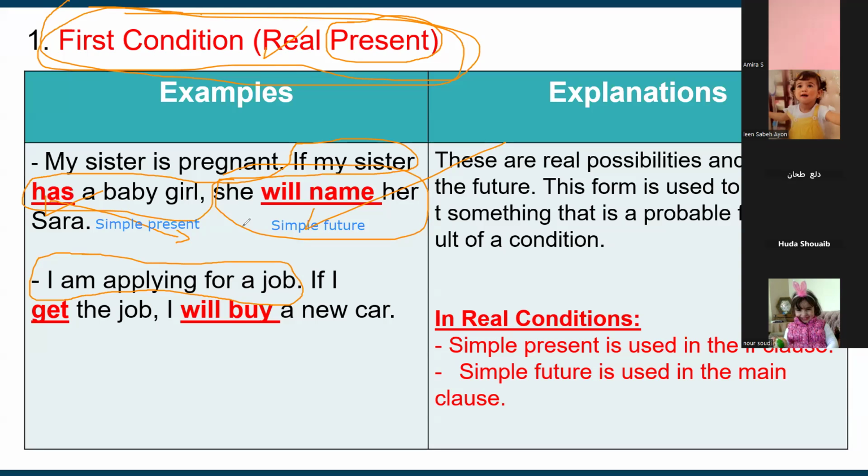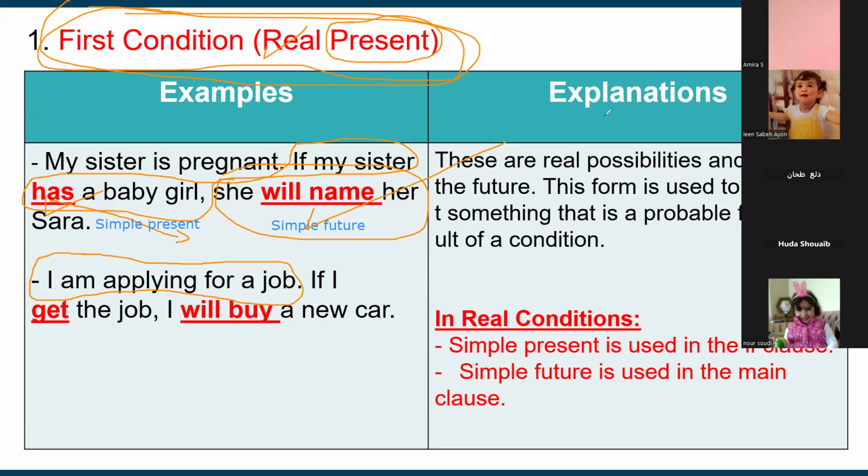Yes. Okay, so I am applying for a job. Is this happening now? Yeah. Is it real? Yeah. So which type of conditionals is this? Real condition. Bravo. It is first condition, which is real present. In this case, which tenses shall I use? Simple present and simple future. In which clause shall I use simple present? In the if clause, and simple future in the main clause. Bravo. Thank you Huda.